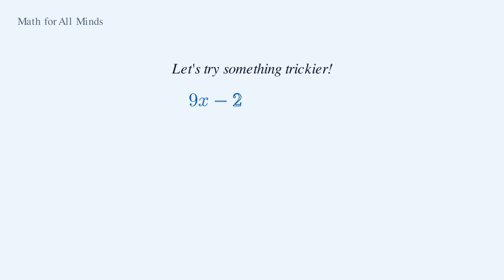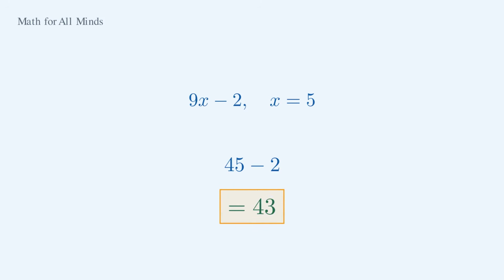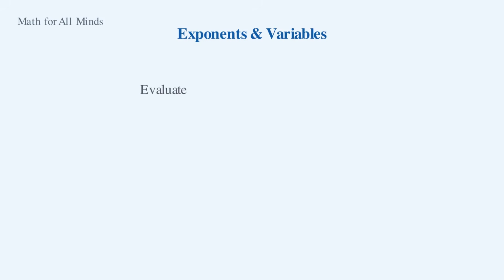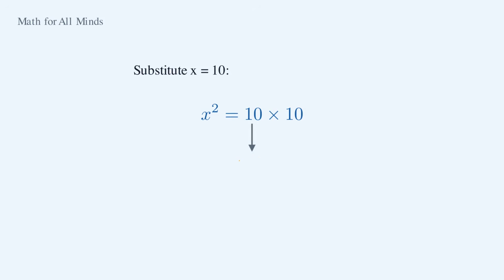Let's try something a bit trickier. Evaluate 9x minus 2 when x equals 5. Remember, 9x means 9 times x. So we substitute 5 in, giving us 9 times 5 minus 2. 9 times 5 is 45. And 45 minus 2 is 43. Now, what about exponents? Evaluate x squared when x equals 10. Careful here, x squared means x times x, not x times 2. So we get 10 times 10, which is 100.